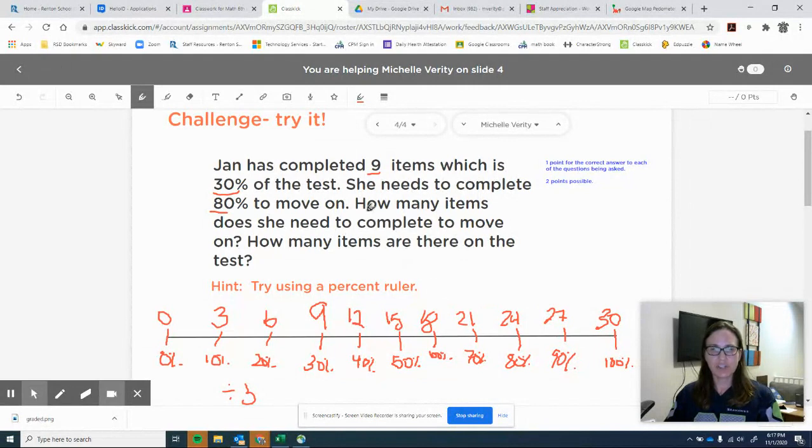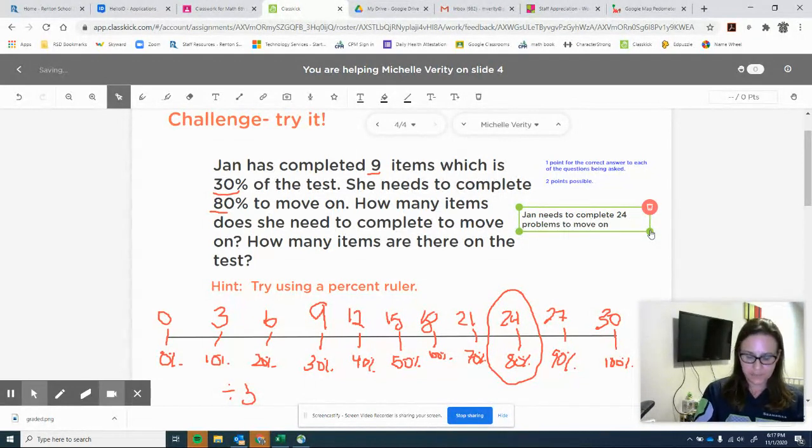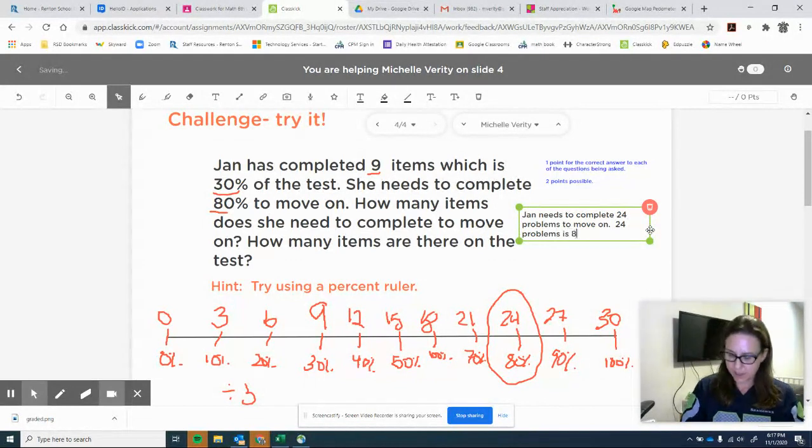And now we can answer the question. How many items does she need to complete to move on? Well, if she needs 80% to complete the test, she needs 24. So I'm going to put this here. Jan needs to complete 24 problems to move on. And you could say in there 24 problems. I'm giving you more than what you had to put. 24 problems is 80% complete.